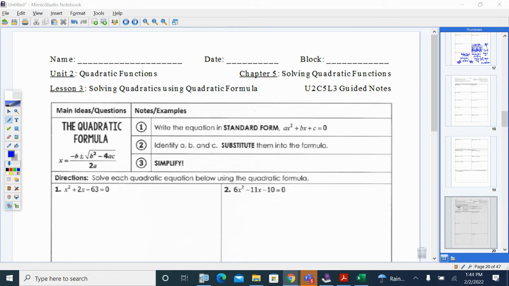And in the notes here, it says step number 1 is to write the equation in standard form, ax squared plus bx plus c is equal to 0. So you do need a 0 on one side here. You want to identify the a, the b, and the c, and then substitute them into the formula and then simplify. So we're going to start with example number 1.